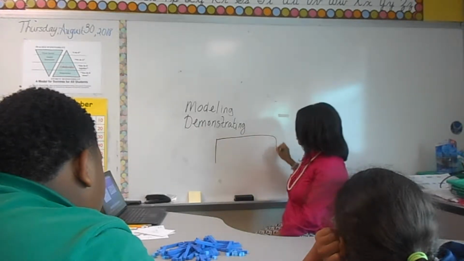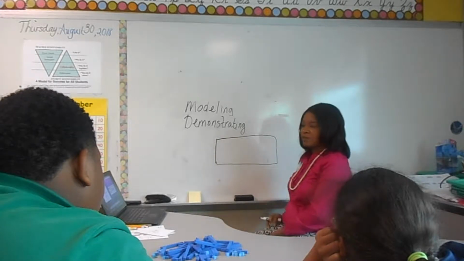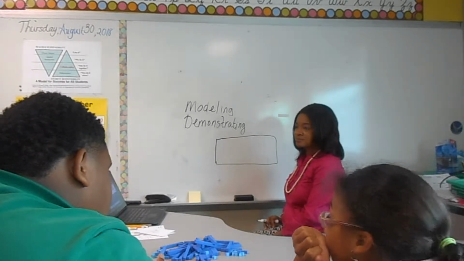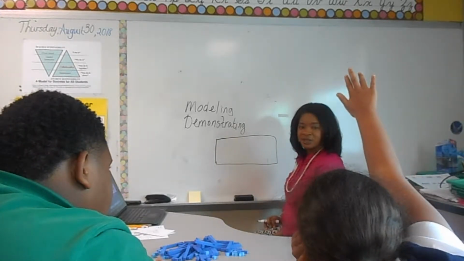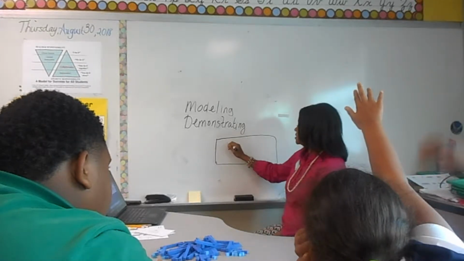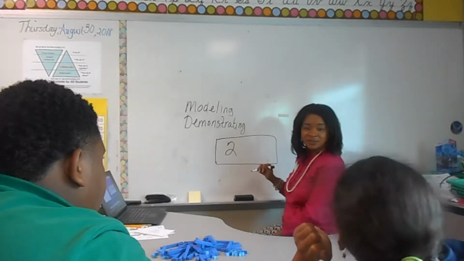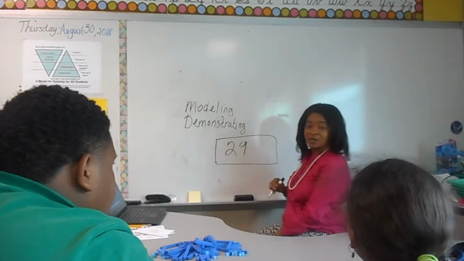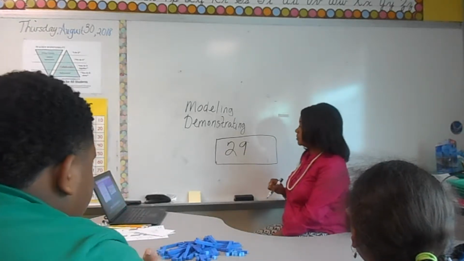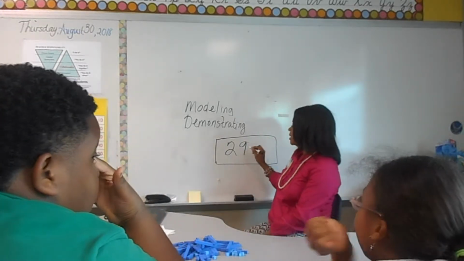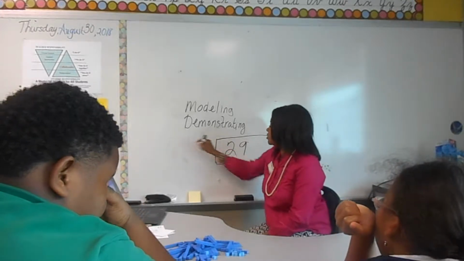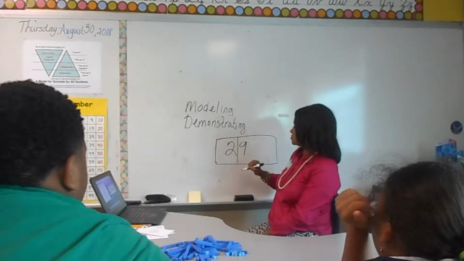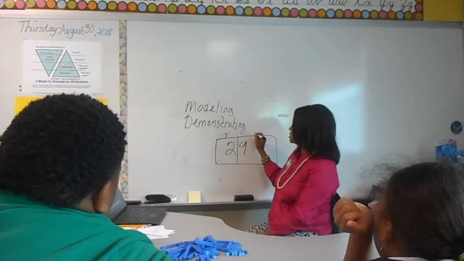So my number, Marquis, give me a 2-digit number. Marquis says 2. Give me another number. 9. Okay, so 29. So what's our number? Our number is 29. When we talk about place value, we know which one is the 10s. The 2. The 1 place, the 9.